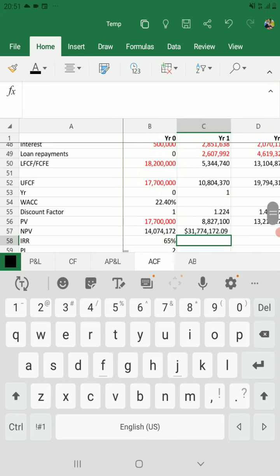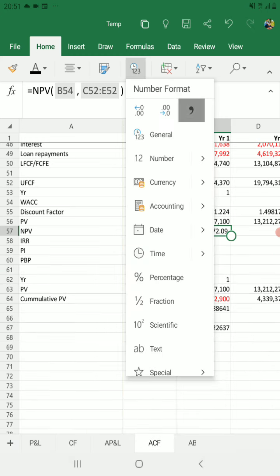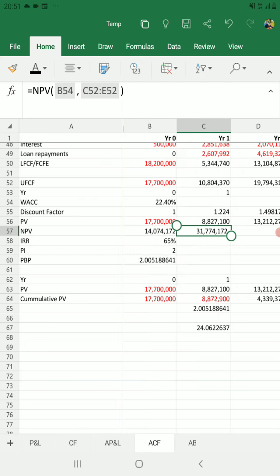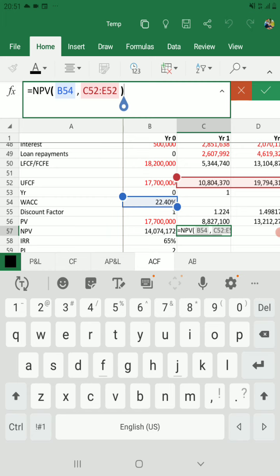Okay, it is in dollar sign. Let me remove this by formatting it here. Use this one and then remove the decimal places, and then okay, yeah, so that is enough. Now we have discounted the future cash flows. Now we need to minus the initial outlay.